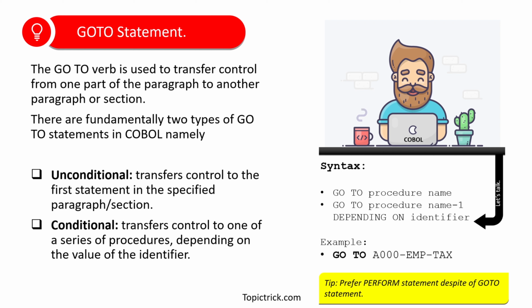If you see the right hand of your screen, you find the syntax for both cases. In the first case, that is unconditional, you have a GOTO statement followed by a paragraph name. The second one is GOTO followed by a paragraph name and DEPENDING ON an identifier. So you have to specify the variable or the condition based on which you want to transfer your control to the specific location. The last point before I close this presentation is that you should never use GOTO statements. These statements are not used very often these days.